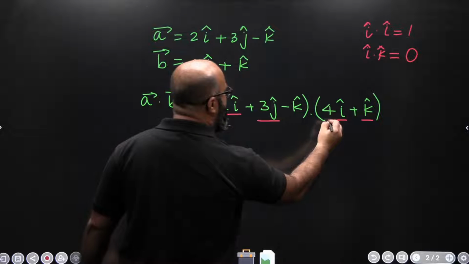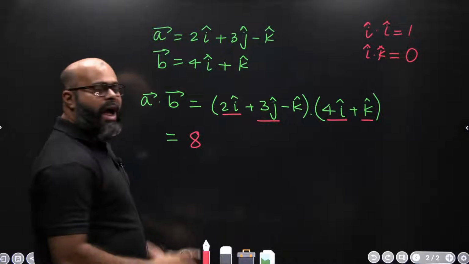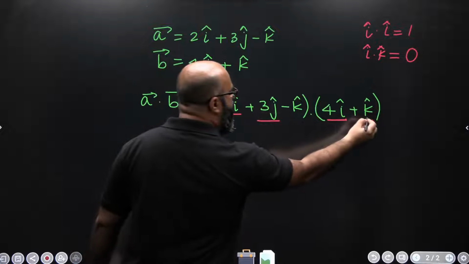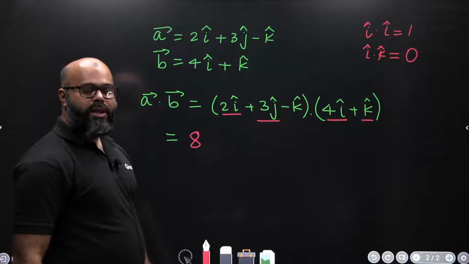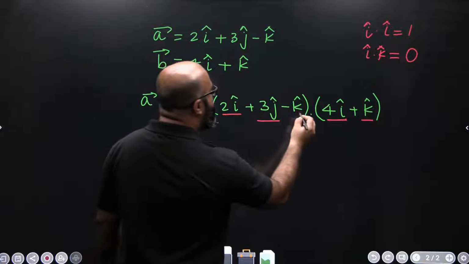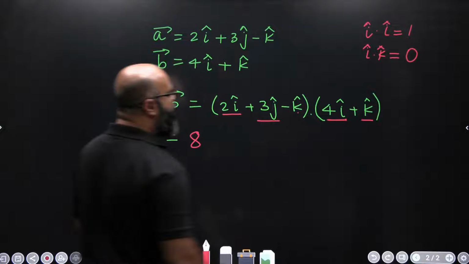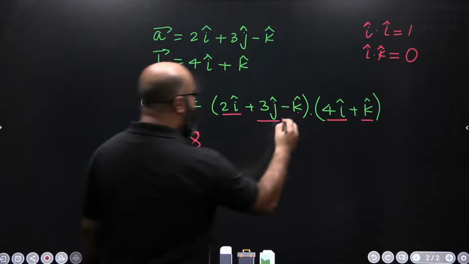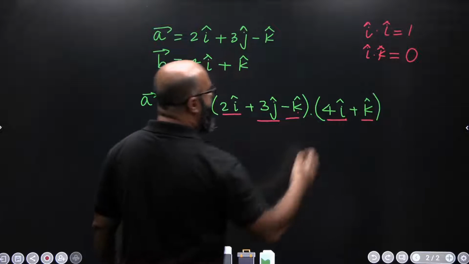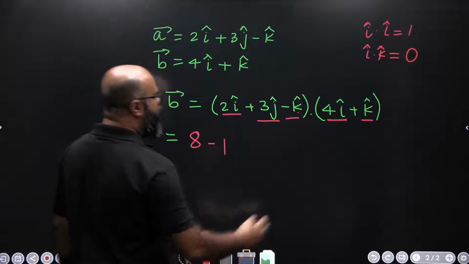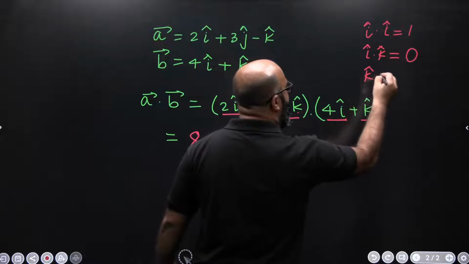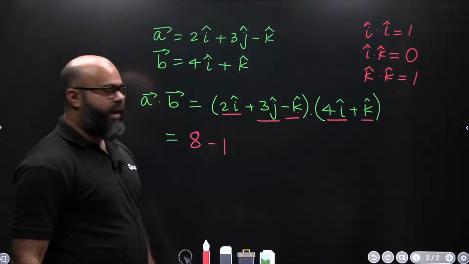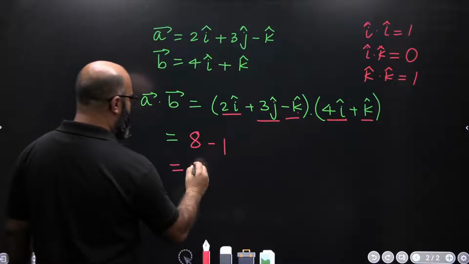3j cap dot 4i cap, again i dot j will be 0. 3j cap dot k cap will also be 0. Minus k cap dot 4i cap will again be 0 for the same reason. Minus k cap dot k cap will be minus 1, because k cap dot k cap is equal to 1, as they are parallel unit vectors. So this value will be 7.